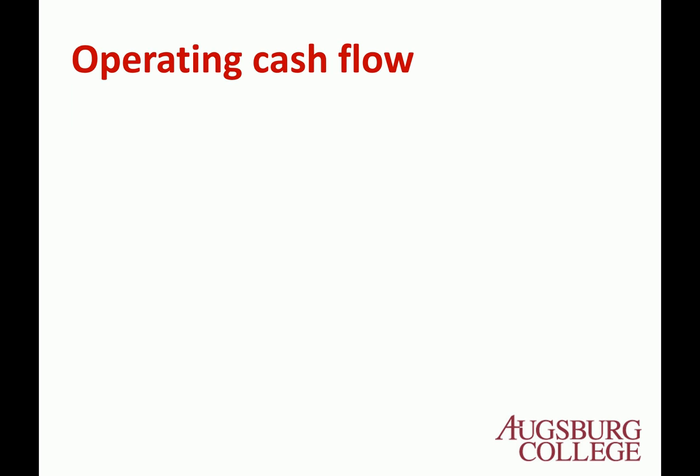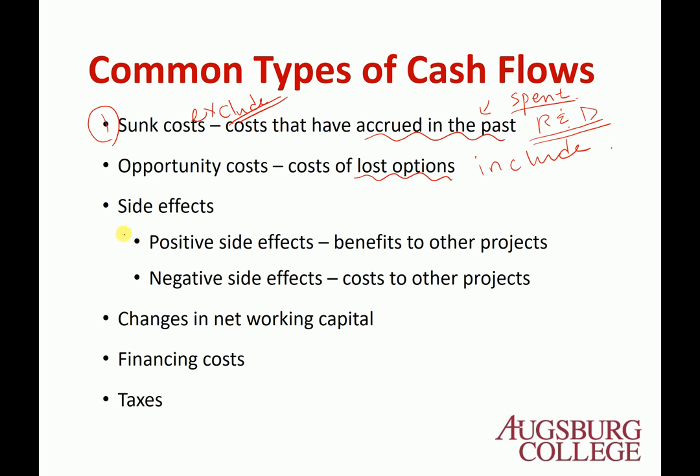Now the third one, side effects. There are two different types of side effects: a positive side effect and a negative side effect. For example, if you work at Apple and Apple launches the iPhone 7, then the sales of previous products such as the iPhone 6 and iPhone 6S will decline, right? That's the negative side effect.